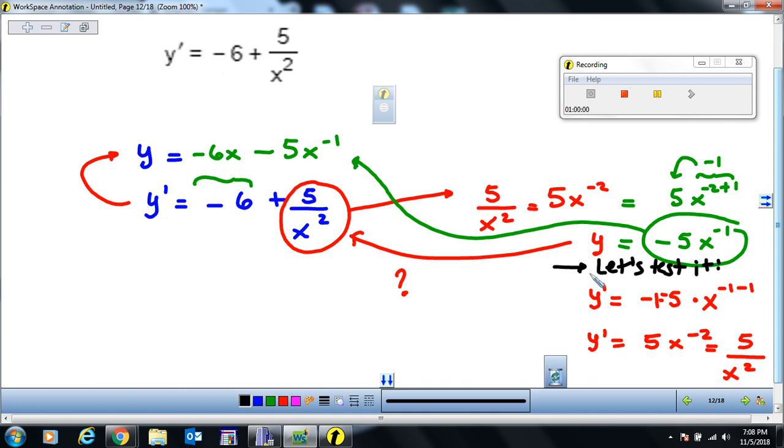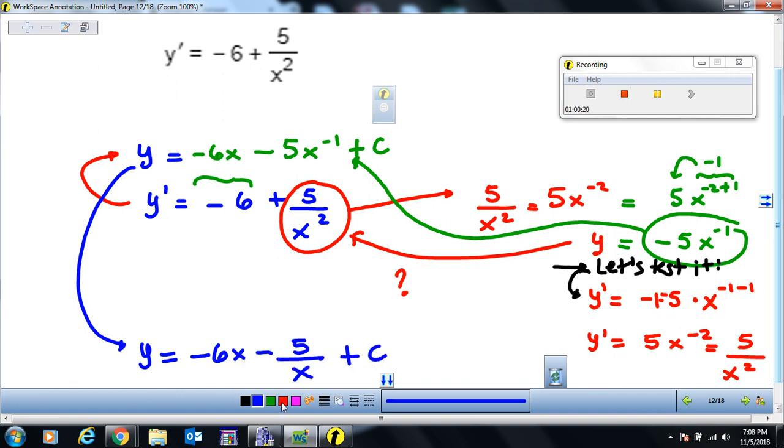How? By getting the first derivative of this. And it worked out because I got what the actual derivative is that they're showing me. The only thing that I want to make sure I don't forget to put is the plus c. So this is going to look better if I write it like this. Negative 6x minus 5 over x plus c. And that's what this would be.